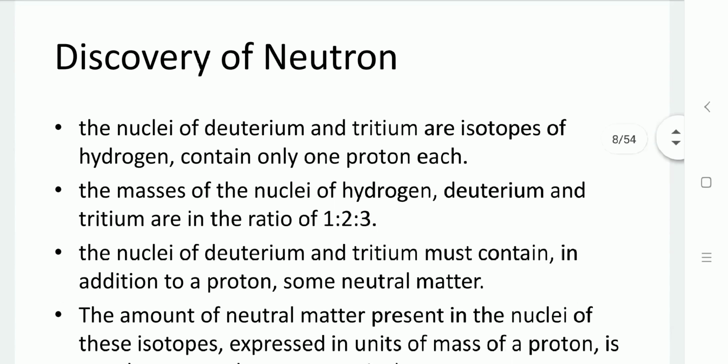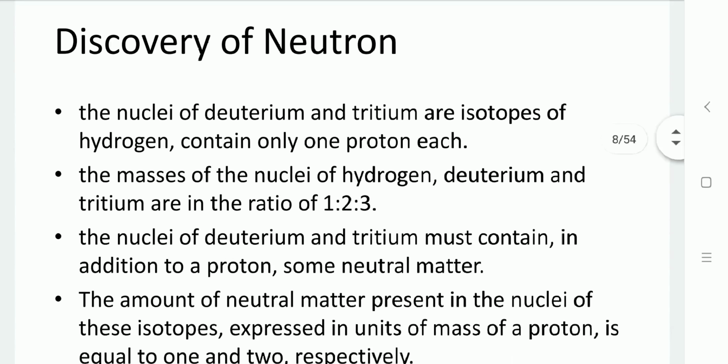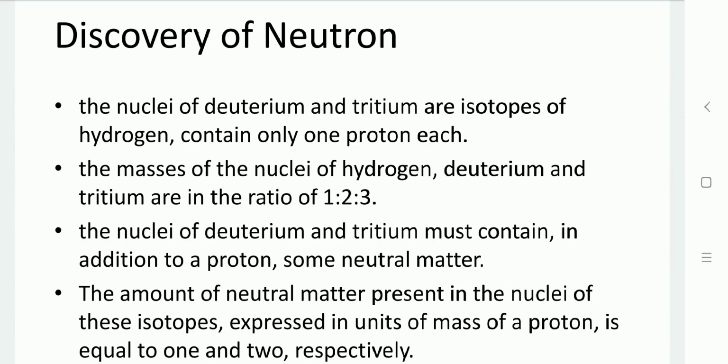The nuclei of deuterium and tritium, which are isotopes of hydrogen, each contain only one proton and one electron. But as their mass ratio is different, 1:2:3, we can say that the nuclei of deuterium and tritium must contain some extra neutral matter in addition to the proton. The amount of neutral matter present in the nuclei of isotopes, expressed in the unit of mass of a proton, is equal to 1 in deuterium and 2 in tritium.